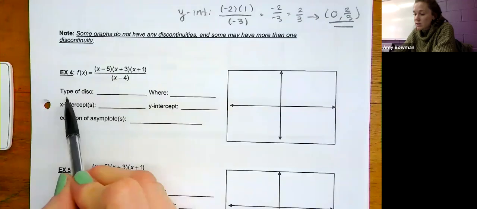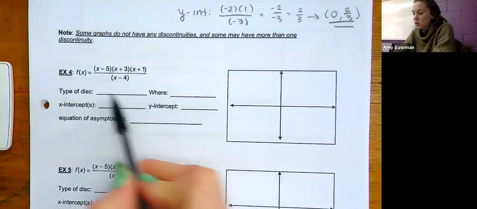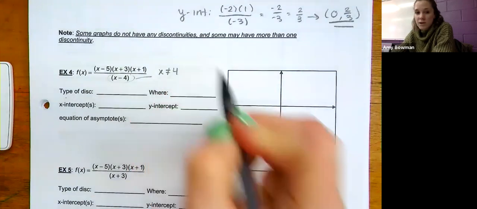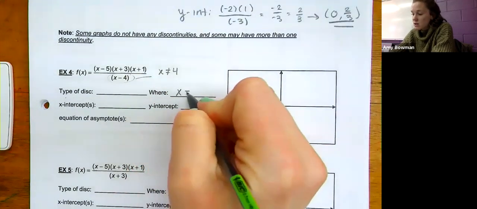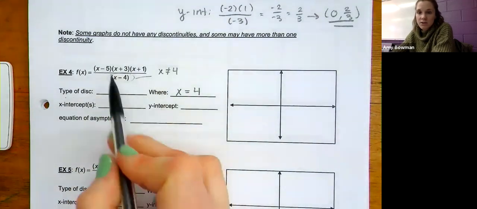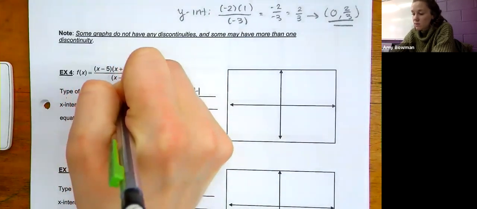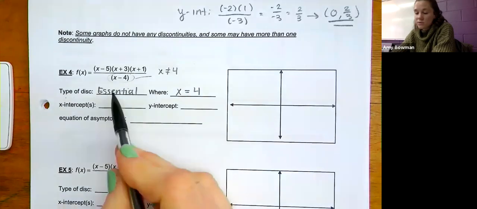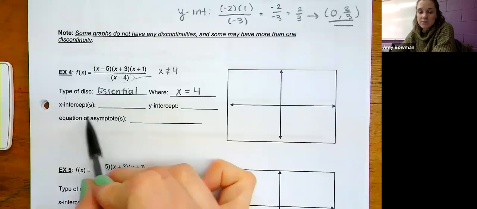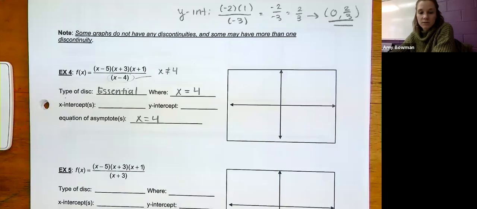So first I'm going to look at this and look for discontinuities, what kind of discontinuities and where they occur. So I'm looking at this and I know I have a restriction. X cannot equal 4 here, which means 4 is a discontinuity. X equals 4, and I need to think about what kind. Since x minus 4 doesn't cancel here with anything in the numerator, this is an essential discontinuity, which we know is going to result in a vertical asymptote. So here I can go ahead and even jump down to the equation of asymptotes, because I know I'm going to have a vertical one at x equals 4.